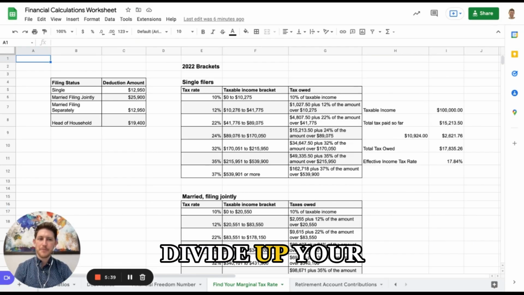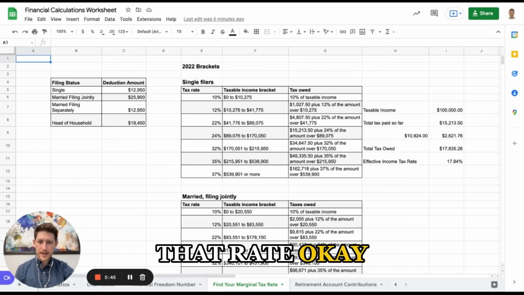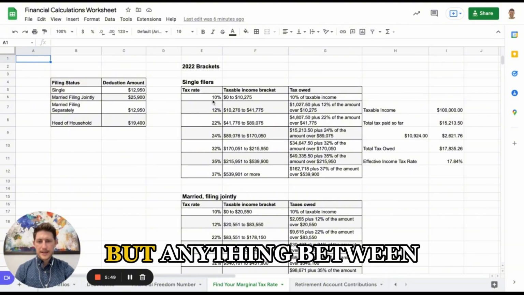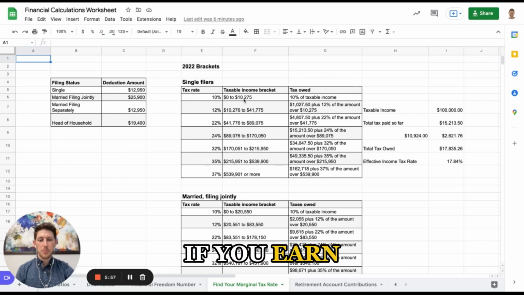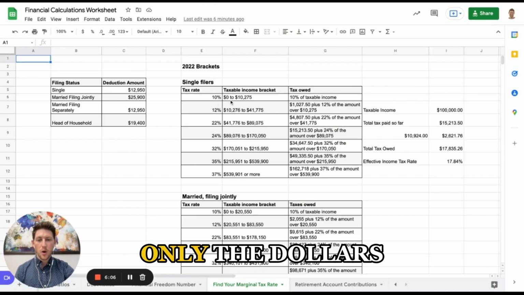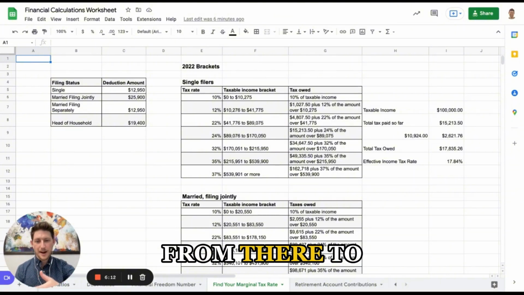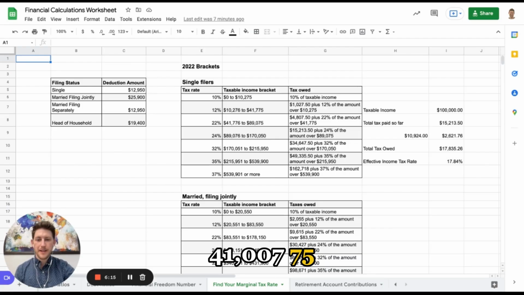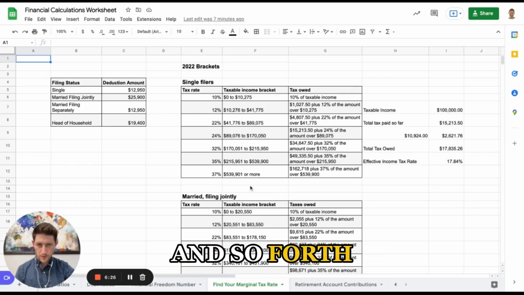So you basically divide up your income into the different brackets, and only your income in that bracket is taxed at that rate. I'll walk through an example of this in a second, but taxable income up to this amount is taxed at 10%. If you earn more than this, then this portion up to $10,275 for single filers is still only taxed at 10%. Only the dollars above this, between $10,276 and $41,775, are taxed at 12%. Any dollars between these two ranges are taxed at 22%, and so forth, okay?